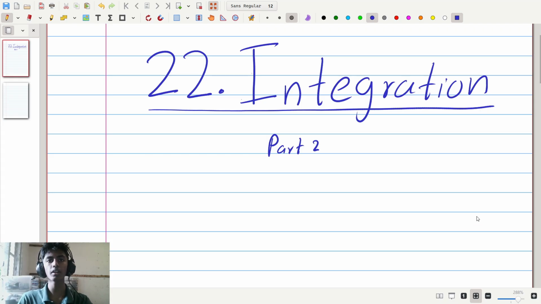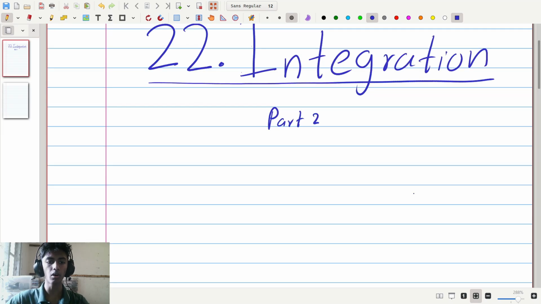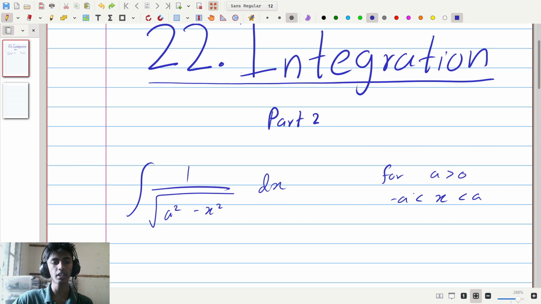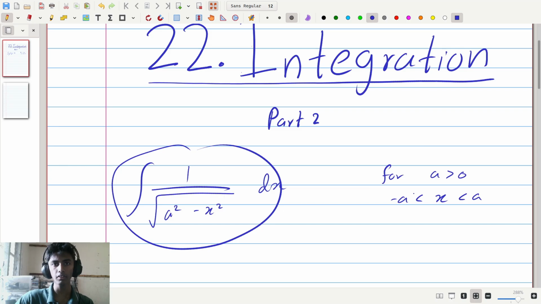So then, starting off lesson number 22, let us find the integral of 1 divided by the square root of a squared minus x squared with respect to x. We're going to find this for a being a positive number, and it's going to be valid for x's that are between negative a and a, as in x less than a and x greater than negative a. For these conditions, let's find the integral of this thing right here.